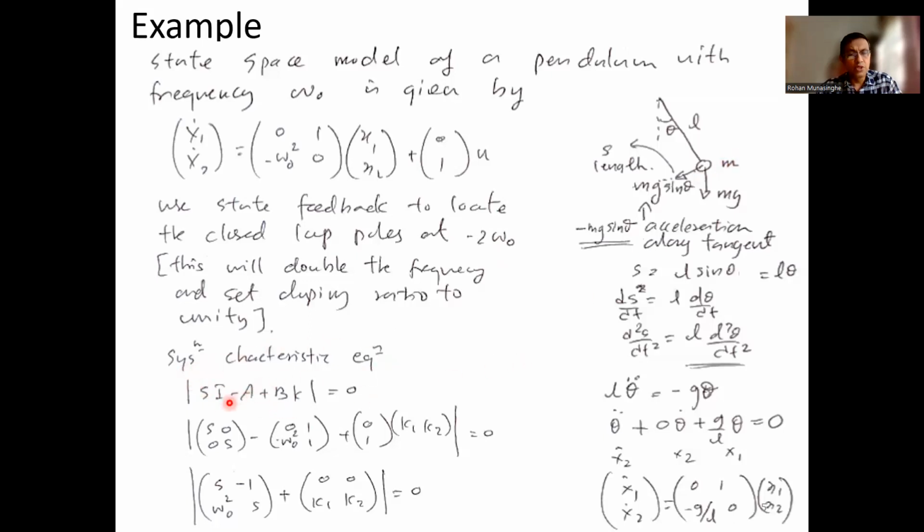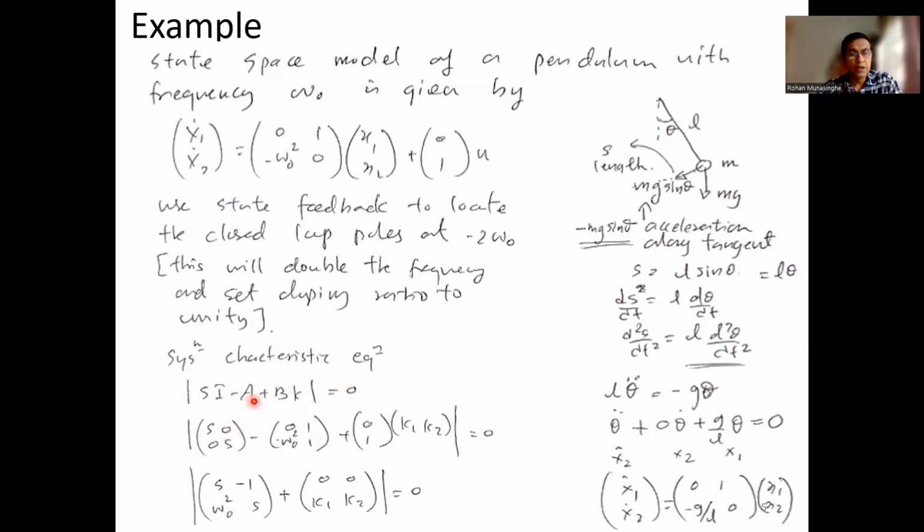Now look at the characteristic equation, sI minus A plus BK. So A is over here, B is over here, right? The force is applied on x2 dot. If you look at x2 dot, right, it is theta double dot. Some sort of torque, right, you produce as the whole thing swings. So get the characteristic equation sI minus A plus BK, right? The determinant of that is equal to 0.